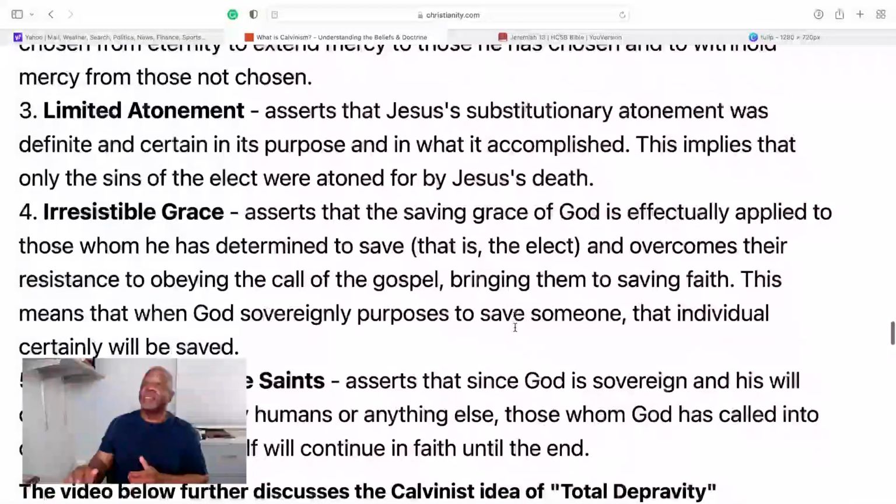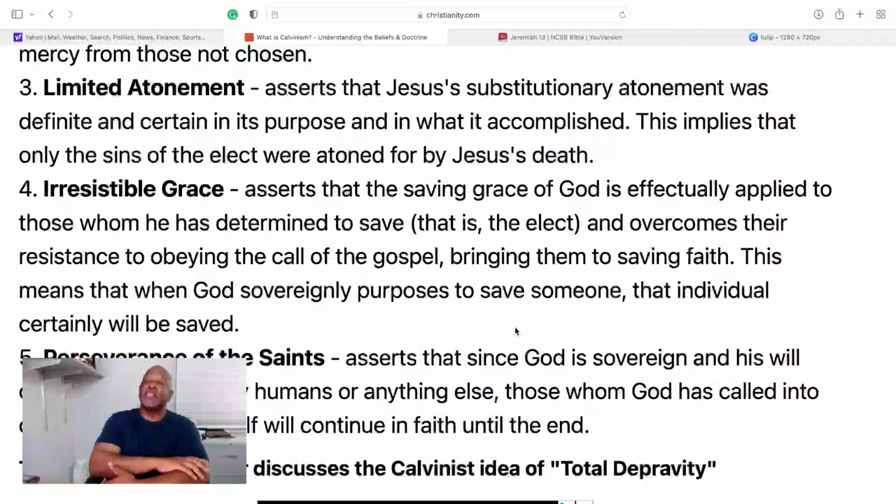All right. Firstly, limited atonement. Assert that. Notice they use the word "assert." We don't pay attention to that. But if this is something that is concrete, then we should say, God says it so. God commands it. God proclaims it. He says it so.